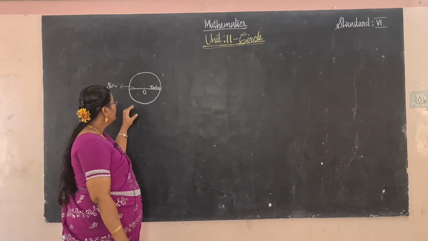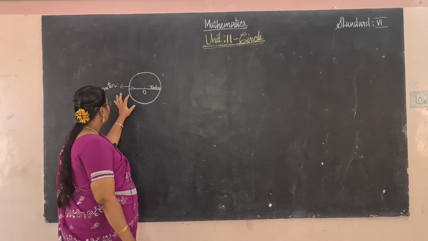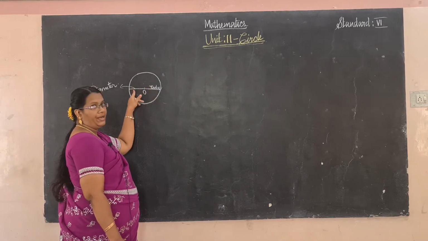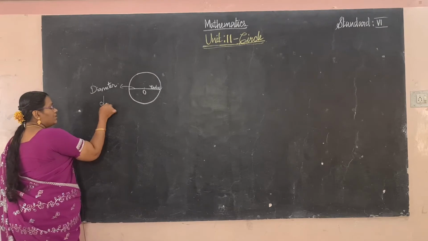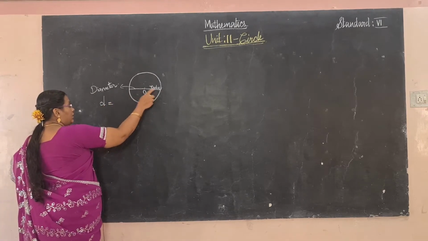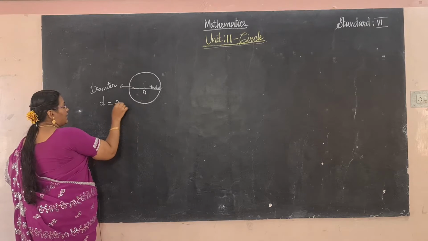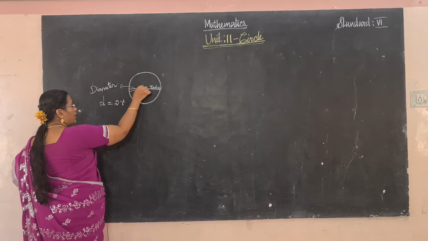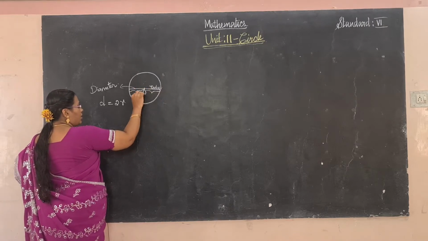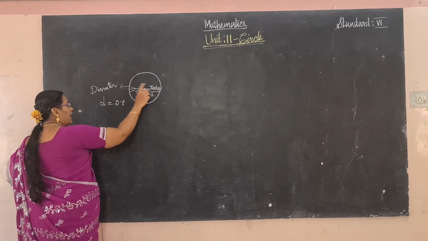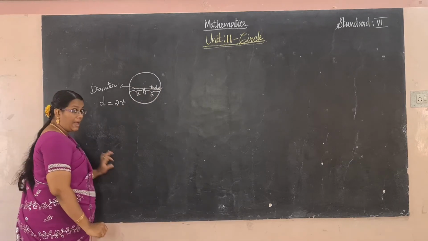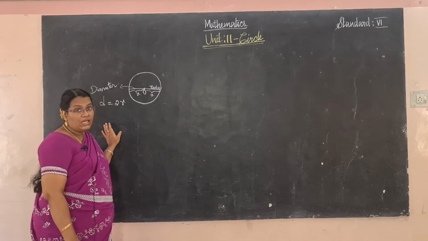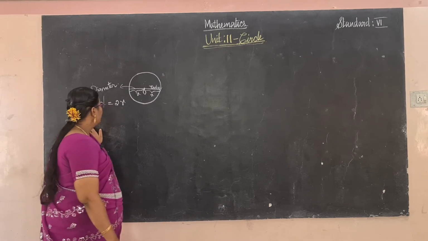And the next one: the diameter is equal to twice the radius. The diameter is denoted by D. From the center, here one radius, here one radius, so in total, twice the radius is called the diameter. It should pass through the center. Okay, and other elements.